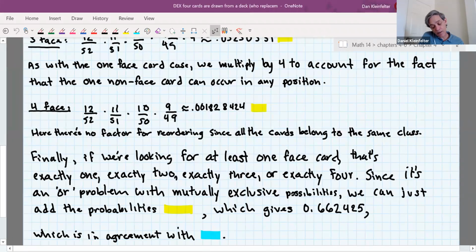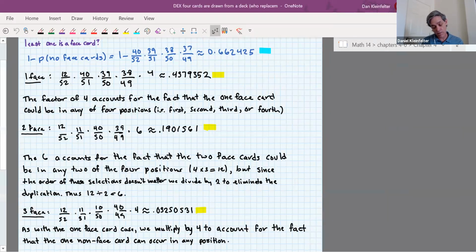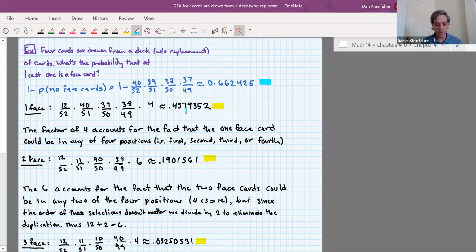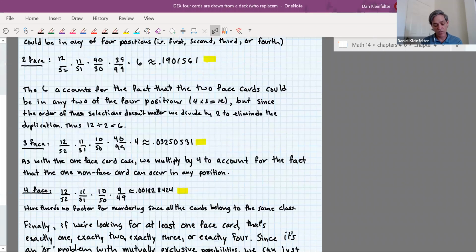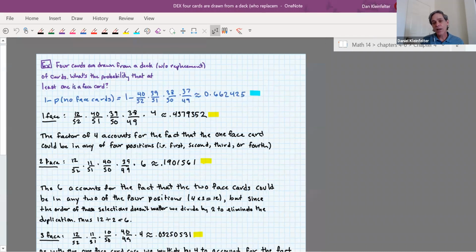Okay, so now the probabilities we just calculated, they're all mutually exclusive. You can get exactly 1, exactly 2, exactly 3, or exactly 4. You can't have simultaneously exactly 3 and exactly 4, right? So since those are mutually exclusive, we're going to add together the probabilities. So all those 4 intermediate results, we're going to end up adding those 4 probabilities together, and you get 0.6624 just about, which agrees with what we got going indirectly.